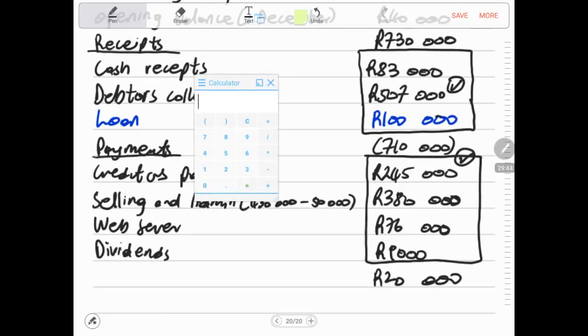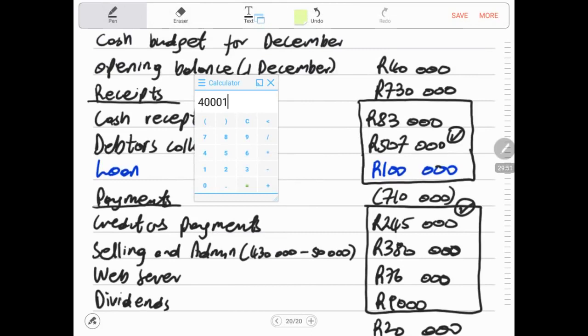20,000 rands. So let me just do my calculations again. We have 40,000 plus 590,000 rands. This gives us 630,000 rands, and we set 630,000 rands minus 710,000 rands. This gives us a negative 80,000 rands. Then after we set plus a total of 710,000, that will give us 630,000 rands, and I don't know why this does not come to what I want it to be.